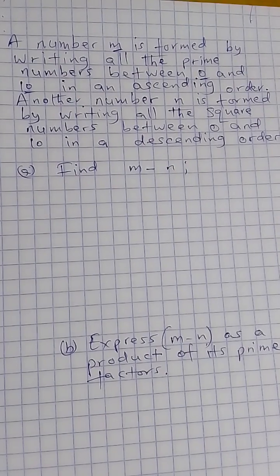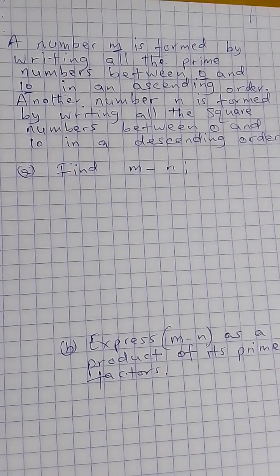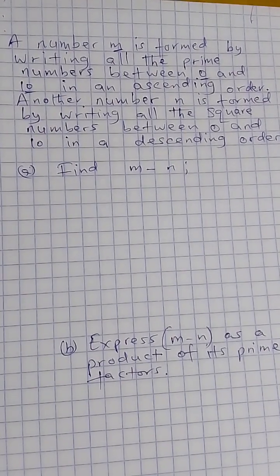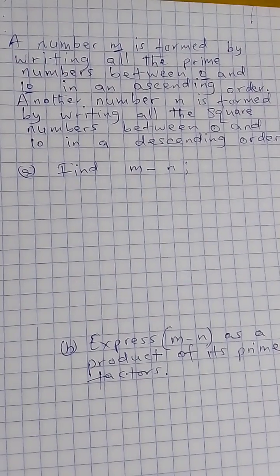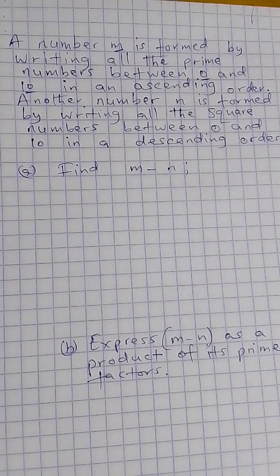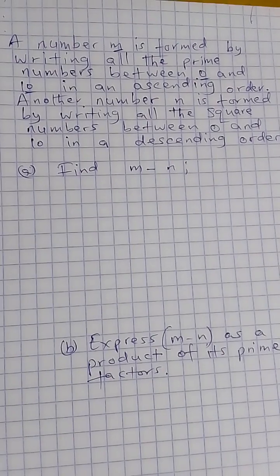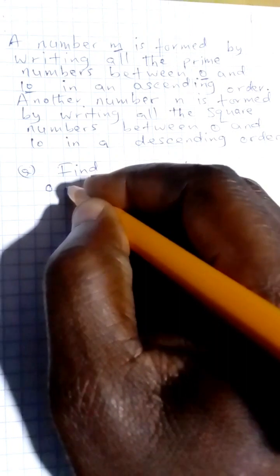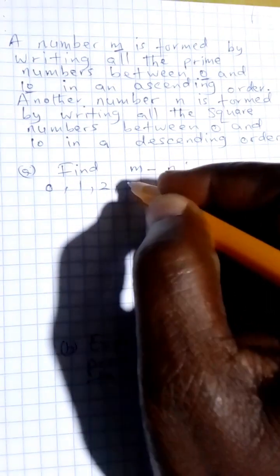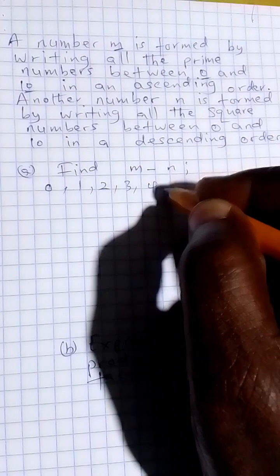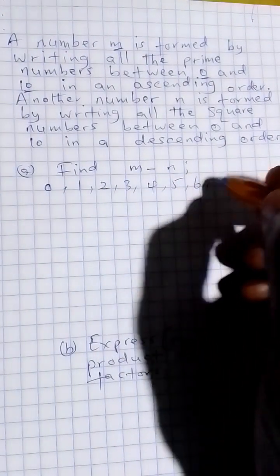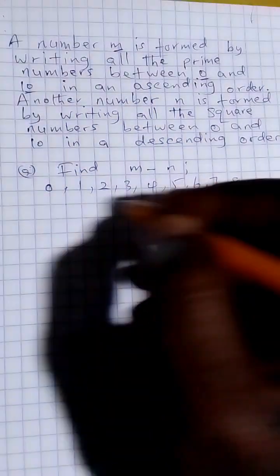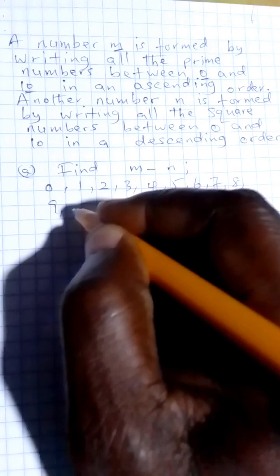How can we arrive at m minus n? Finding m minus n. First of all, we list all the numbers between 0 and 10. So the numbers between 0 and 10 are 0, 1, 2, 3, 4, 5, 6, 7, 8, 9, 10.